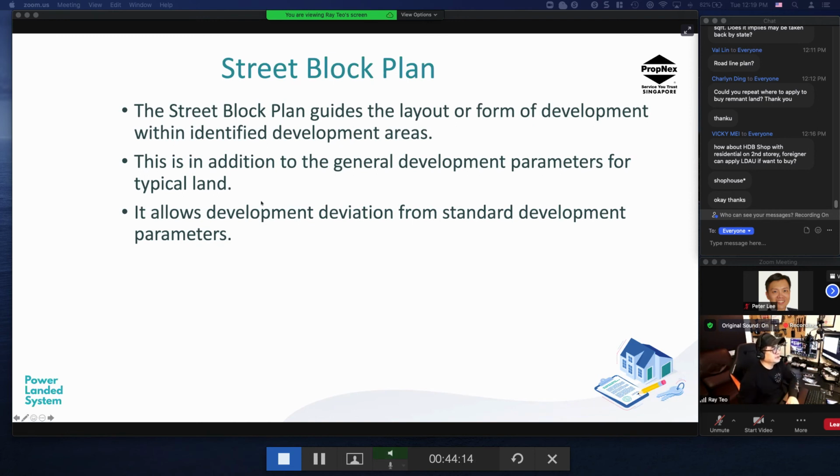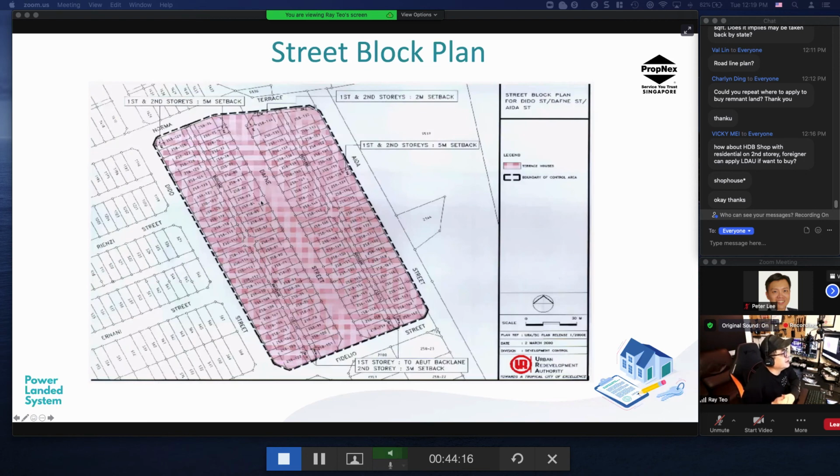Sometimes some landed properties are given special permission. For example, Daphne Street. Daphne Street is at Fidelio area, which is Siglap area. This is a road where so many landed properties are given special permission.